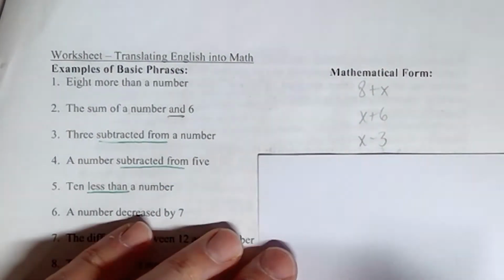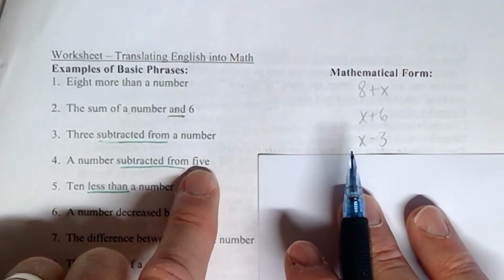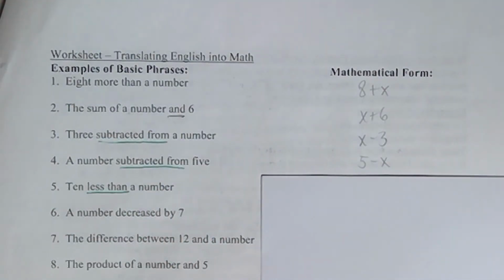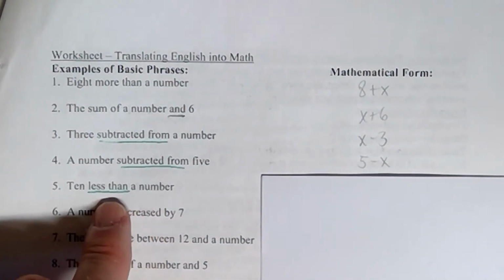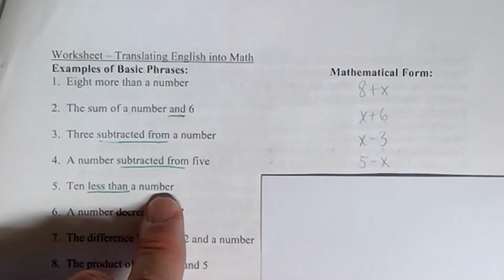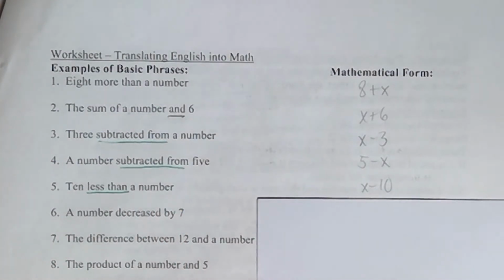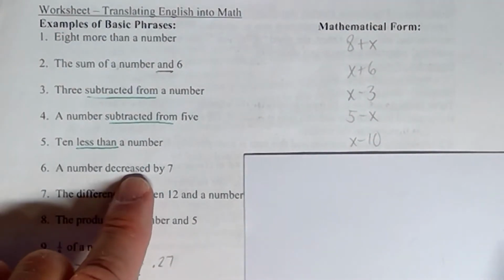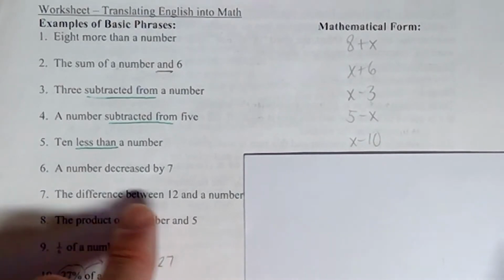Next one here. A number subtracted from 5. Again, you reverse it around, so now it's going to be 5 minus x because subtracted from means you reverse it around. And finally, 10 less than a number, less than, you also reverse it around, so it's going to be x minus 10. The two things that are being subtracted get reversed around, okay, the opposite direction. But decreased by and the difference between, you don't reverse it then, as we talked about.